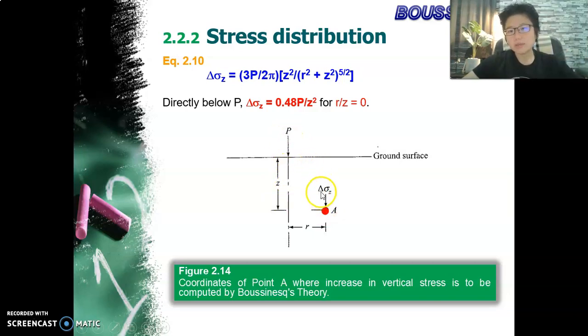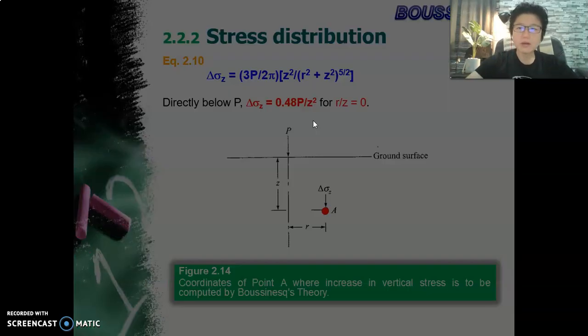Why do we say additional? Because before you even do anything, before you even put in the load P, at point A, for example, the soil weight itself is already exerting a certain load, a stress on point A. Hence, we say it is an increment, right? So Boussinesq gives this equation, which is actually taking a circle, right, around your affected area. If your point A is directly beneath, then the equation becomes simplified, as you can see here, 0.48 P over Z squared.